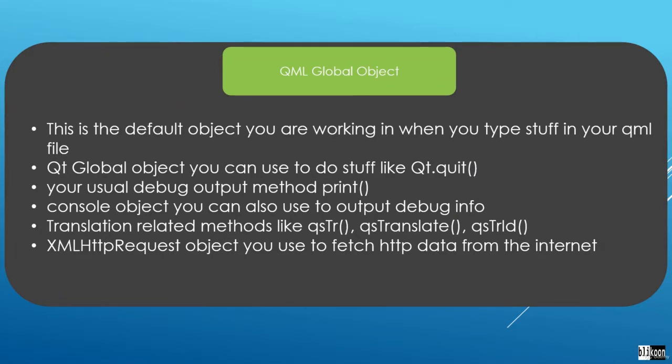It contains the console object. We have also been using that quite a lot when we typed console.log to output some messages. It contains translation-related methods, but we're not going to explore this in this course. But it is very important when you want your application to run in multiple languages. The QML global object also contains an object we call XMLHttpRequest, which we're going to use later in the course to fetch some HTTP data from the internet. The QML global object is your home environment when writing some QML code.